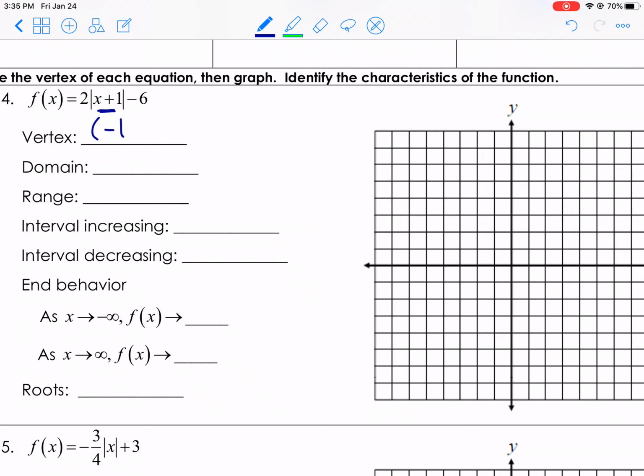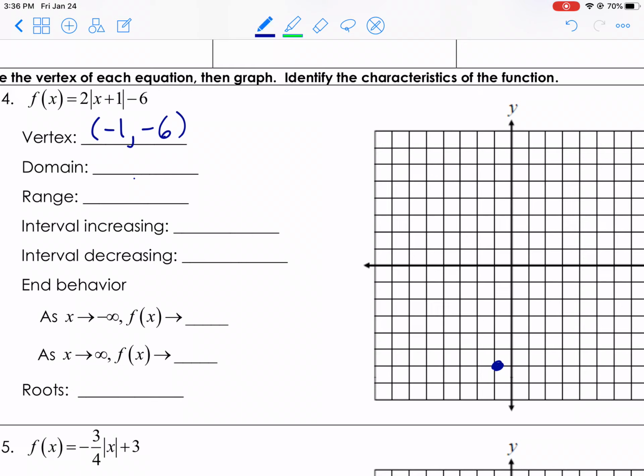To get the second number in the vertex, we could either plug in negative 1, or we know that it is just the number sitting right there. When it's in vertex form, it's kind of clear to see. So the vertex is negative 1, negative 6. From the origin, you're going to go left 1 and down 6. 2, 3, 4, 5, 6. There it is.